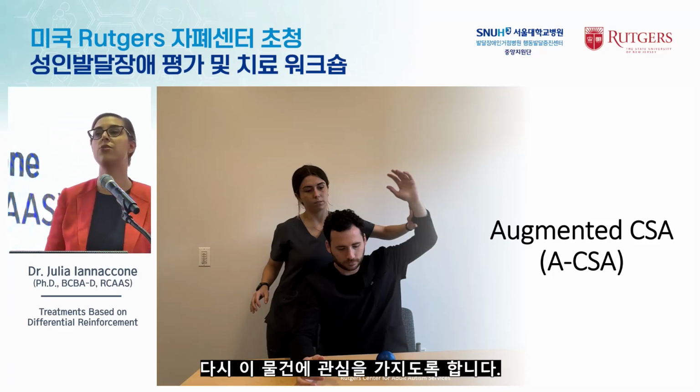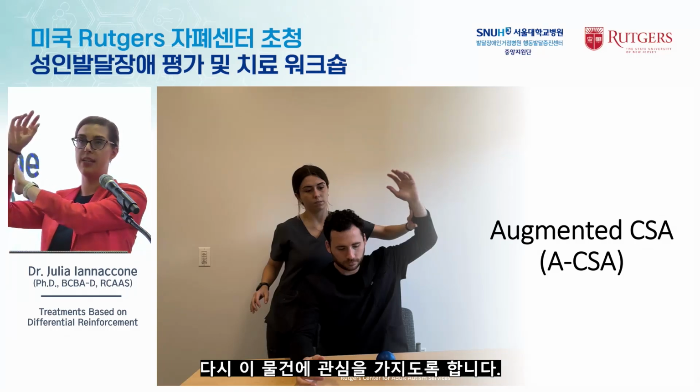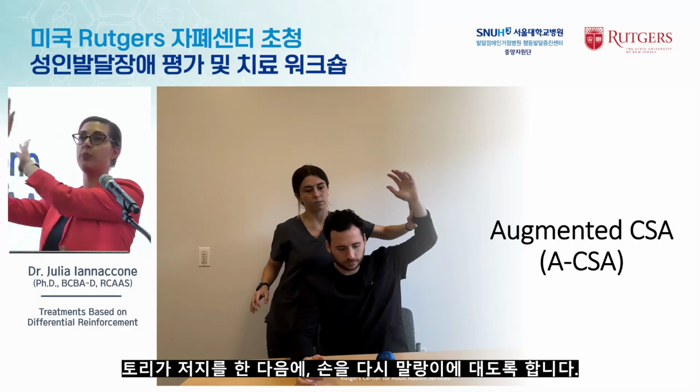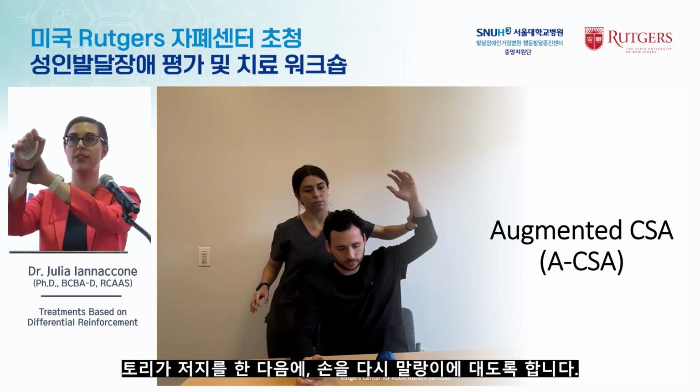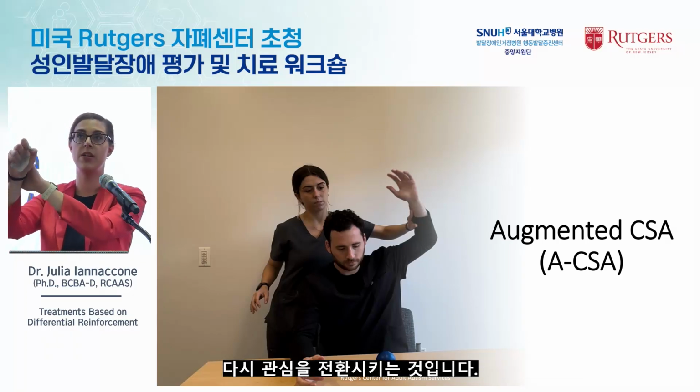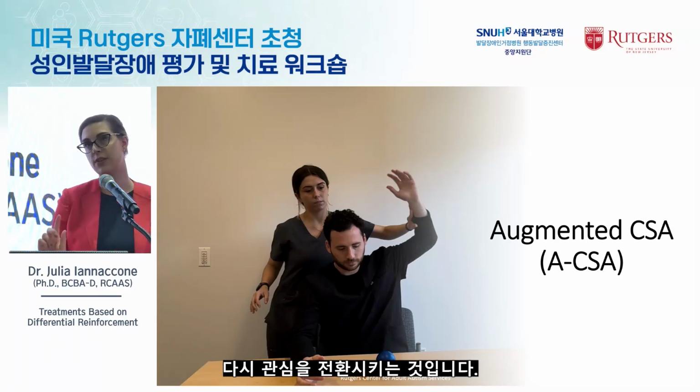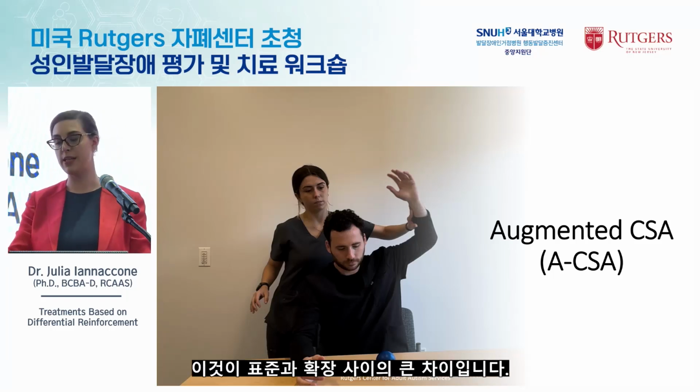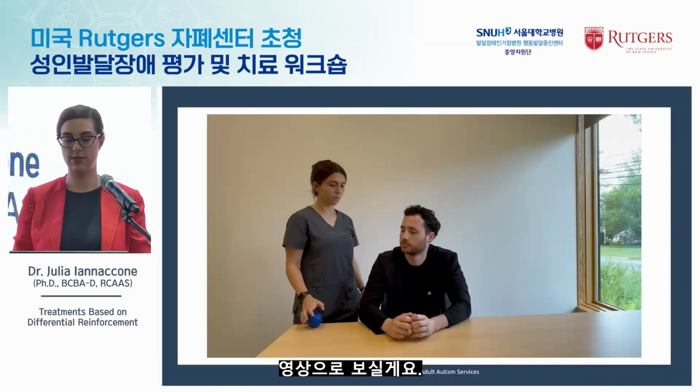So in the sessions that you just saw, Tori was just blocking and that was it. In the augmented, she's going to block and put his hand on the squishy toy and redirect him to the item. That's the main difference between the standard and the augmented. And so I have a video of that right here.